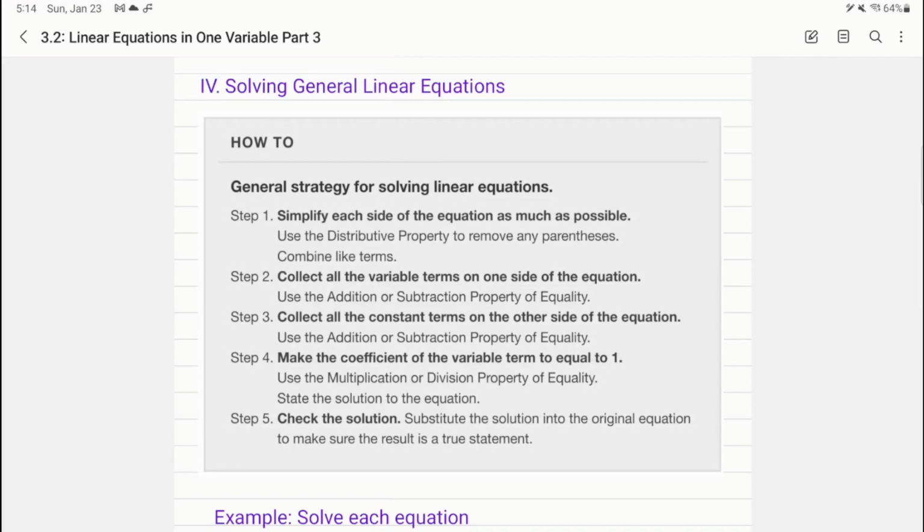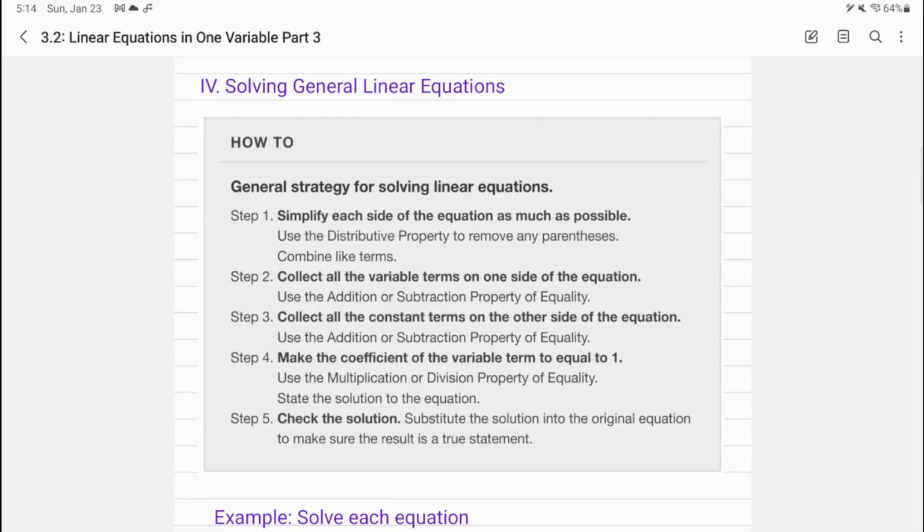solving linear equations. Simplify each side of the equation as much as possible by using the distributive property and combining like terms. Get all the variable terms on the same side of the equation using the addition or subtraction property, and then get all the constant terms on the other side of the equation, again using the addition or subtraction property. Make the coefficient of the variable term equal to 1 by using the multiplication or division property, and then you get the solution.